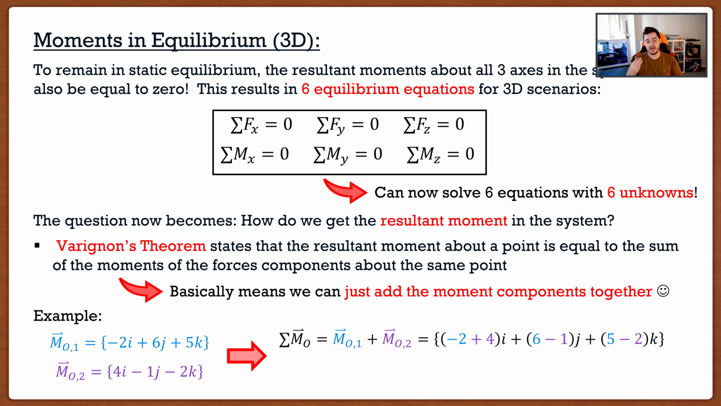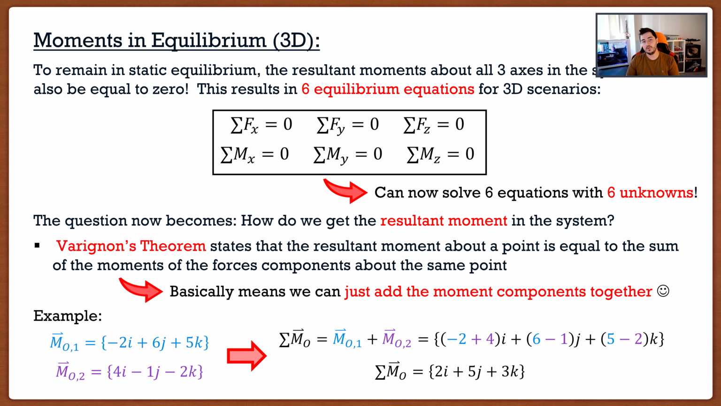So I see that I have negative 2i and I have 4i, so I add them together. I see that I have 6j and negative 1j, just add them together, and I get my resultant moment. Now the key here, and this is what's going to get us ready for the next video, is that both of these moments that I added together were about the exact same point. They're both about point O.